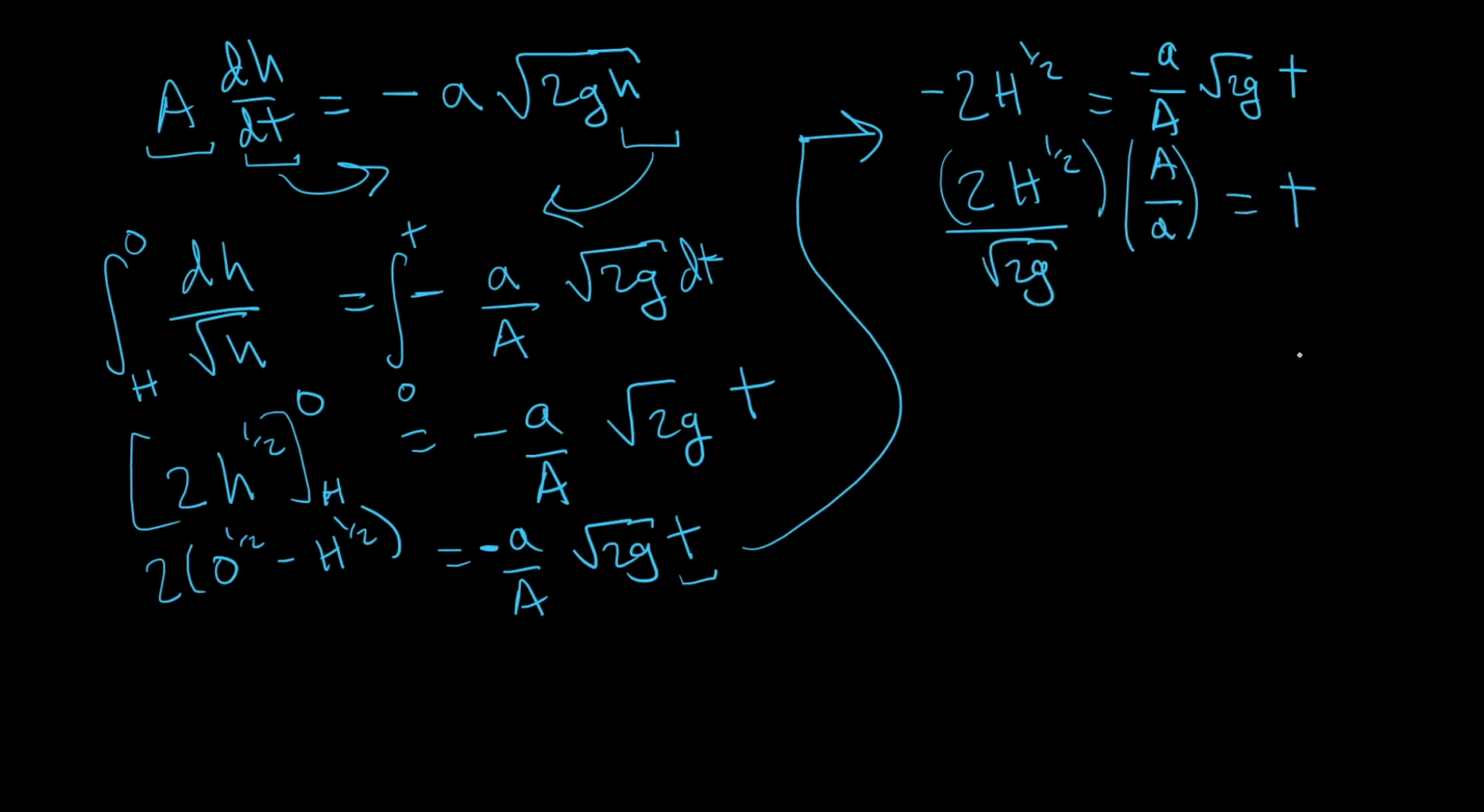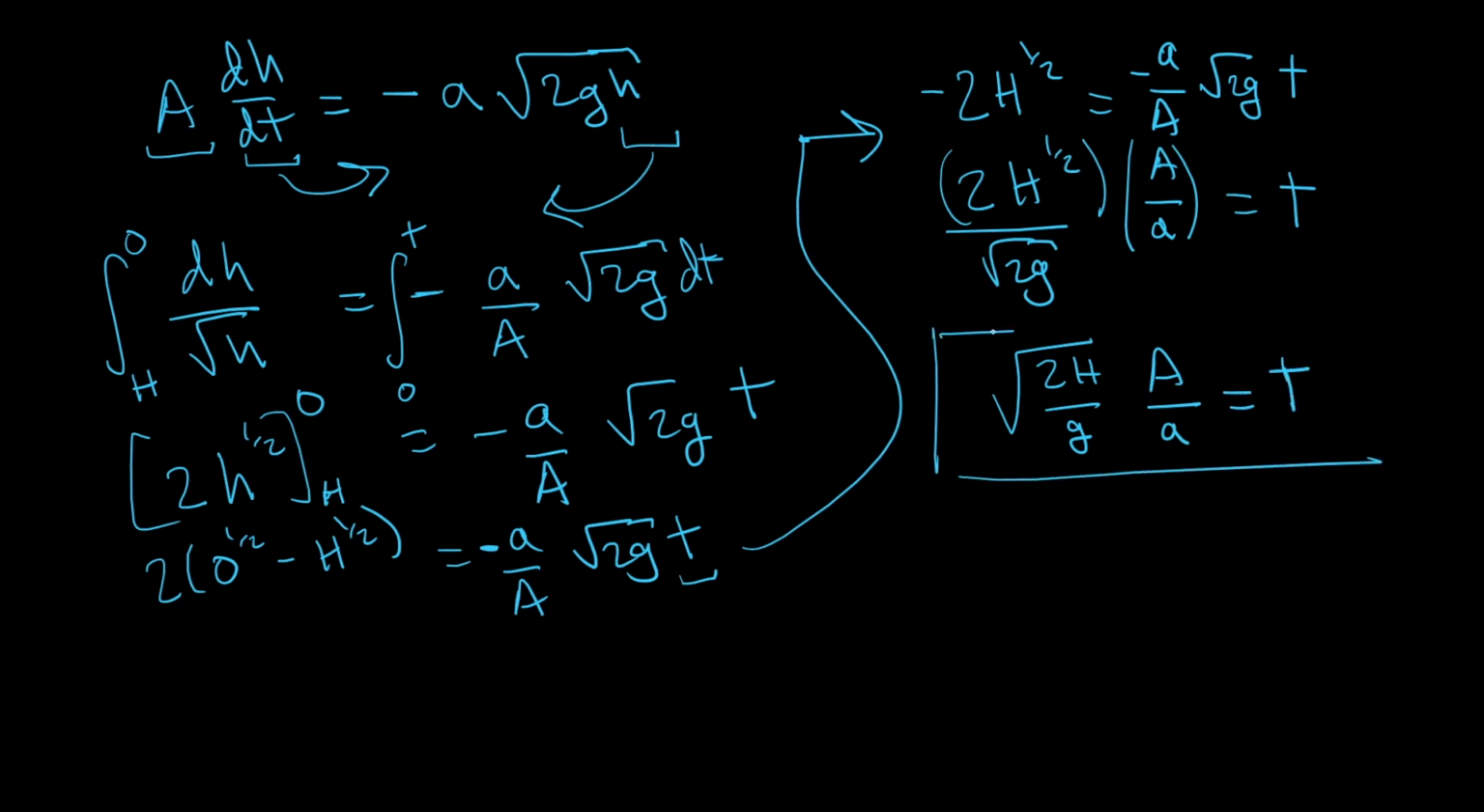Here's one way of looking at that expression for t. We can simplify this a little bit by combining these two values. 2 divided by the square root of 2 will give us the square root of 2 on the numerator. So that'll give us the square root of 2H over g. We can put this all underneath the same square root symbol, times this ratio of cross-sectional areas, big A over little a, is equal to t. So here's our expression for the time it takes to empty that tank.